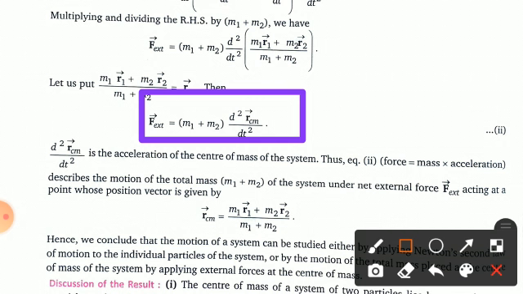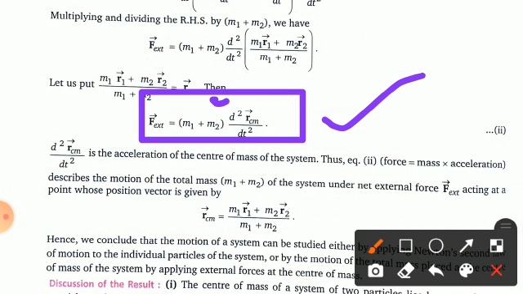This is d2 rcm by dt square, the second derivative, written here. So d2 rcm by dt square is the acceleration of the center of mass of the system. Clear? So this is equation number 2. You can see here, this is equation number 2.